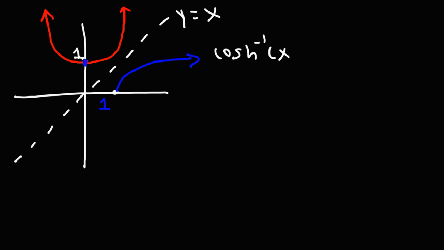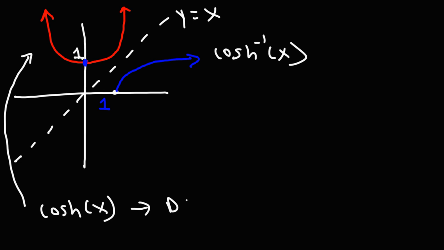And we can draw the line y equals x. And we can see this side is a reflection of this side across the line y equals x. So this blue curve, that is the inverse of cosine. The red curve, that is the regular hyperbolic cosine function.